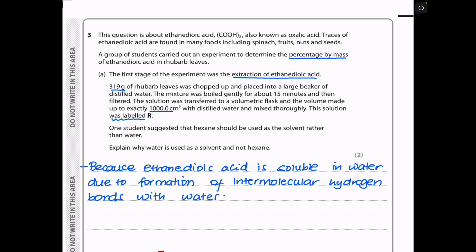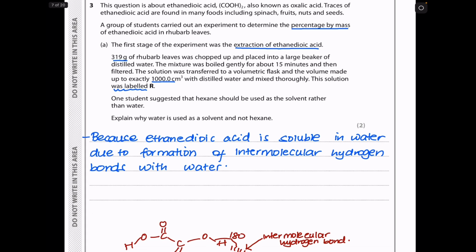From the question, they're trying to extract ethanedioic acid, which is a dicarboxylic acid, and we know carboxylic acids can form intermolecular hydrogen bonds with water molecules, and the extraction is going to achieve a high yield. So I said because ethanedioic acid is soluble in water due to the formation of intermolecular hydrogen bonds with water.